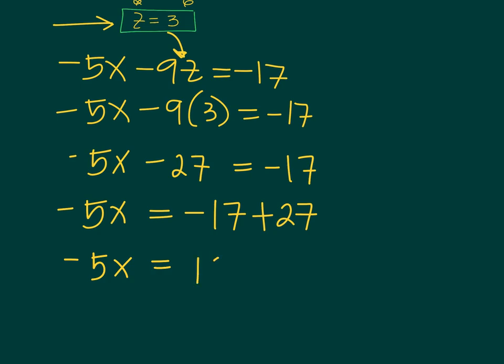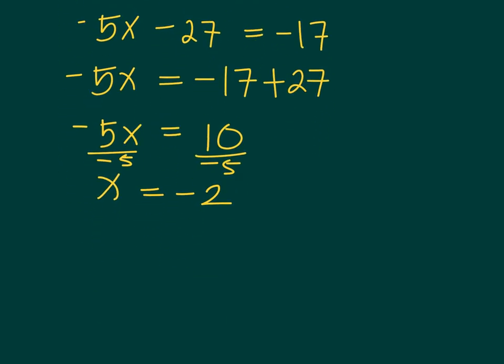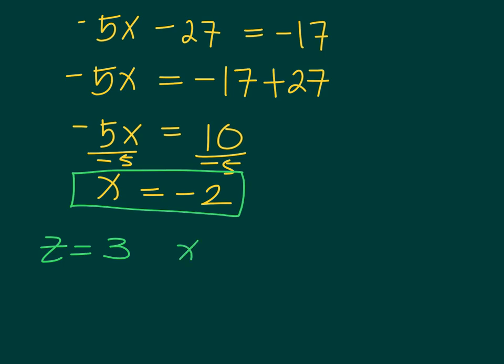And then negative 5x is equal to positive 10. That's 10. 27 minus 17, or negative 17 plus 27. Therefore, when you divide both sides by negative 5, x must be equal to negative 2. Okay, so we're almost done. We now found the value for x. Remember, z is 3. We found that earlier. And then x is negative 2.